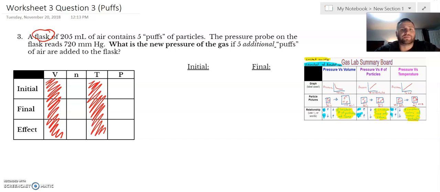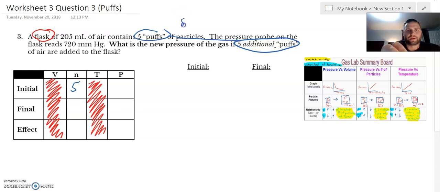Whenever you read puffs of particles, that refers to numbers of particles. So if we have 5 puffs, what we can write down is 5 under the initial spot for number of particles. What they also say is that we add 5 additional puffs, okay? So 5 plus 5 gives you 10 puffs of air. And this is a net increase in the number of particles.